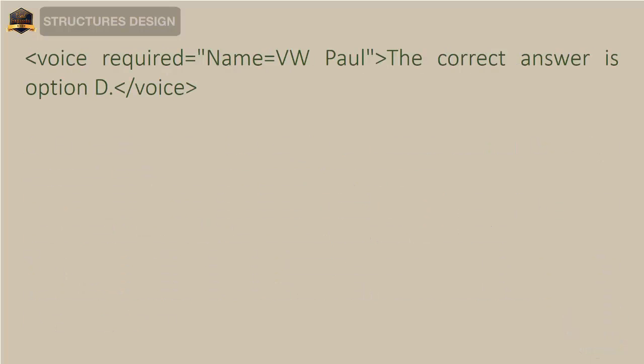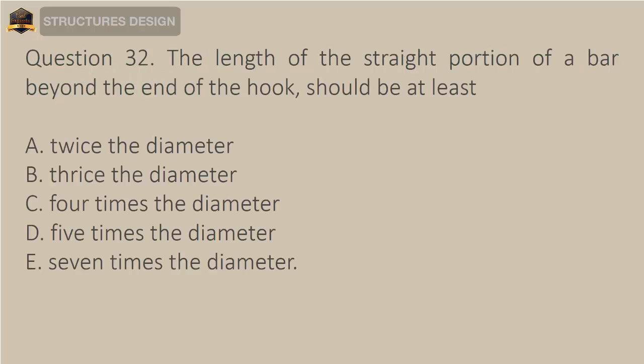Question 32. The length of the straight portion of a bar beyond the end of the hook should be at least A. Twice the diameter, B. Thrice the diameter, C. 4 times the diameter, D. 5 times the diameter, E. 7 times the diameter. The correct answer is option C.